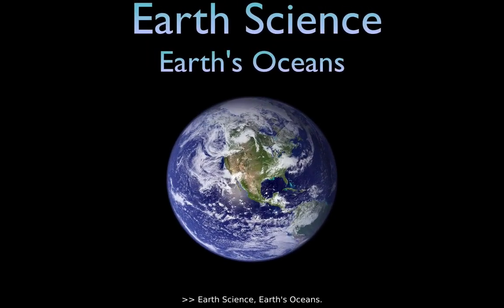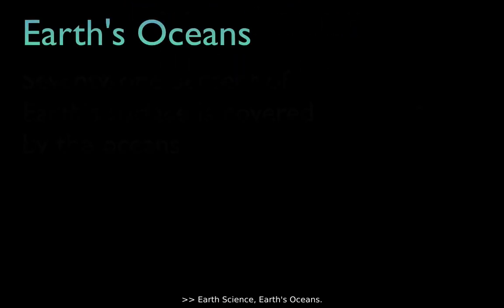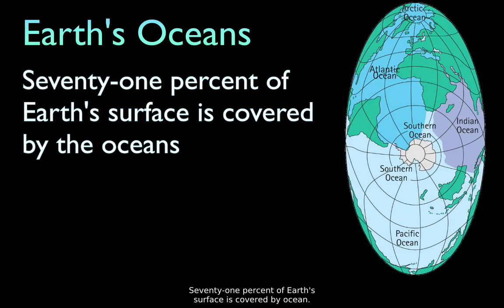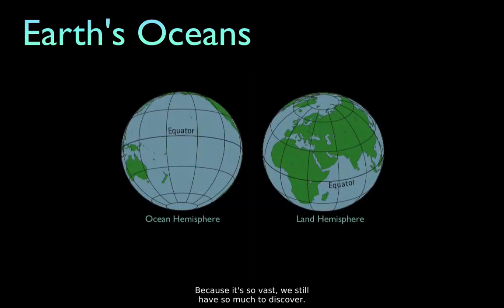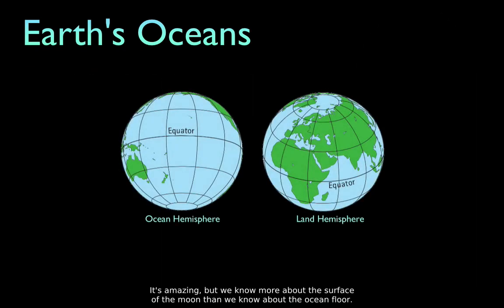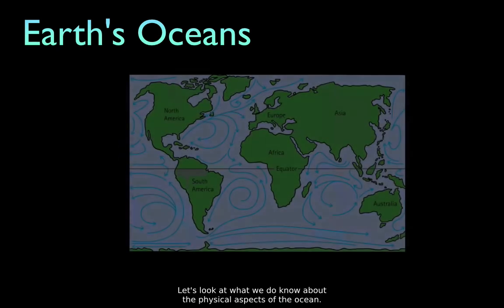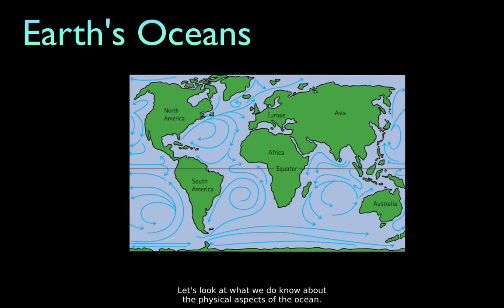Earth science. Earth's oceans. 71% of Earth's surface is covered by ocean. This world ocean is huge, and it holds a wealth of scientific treasures. Because it's so vast, we still have so much to discover. It's amazing, but we know more about the surface of the moon than we know about the ocean floor. Let's look at what we do know about the physical aspects of the ocean.